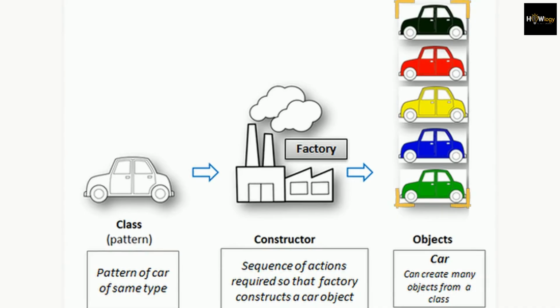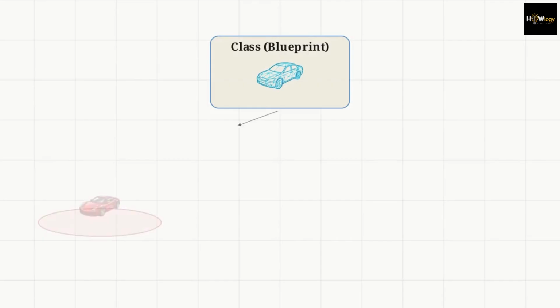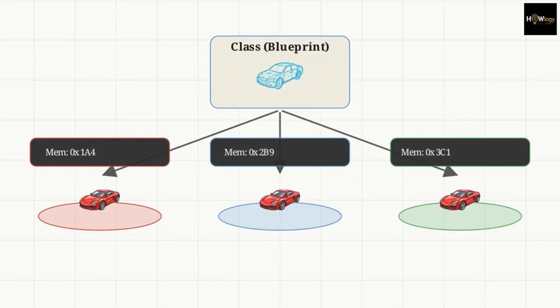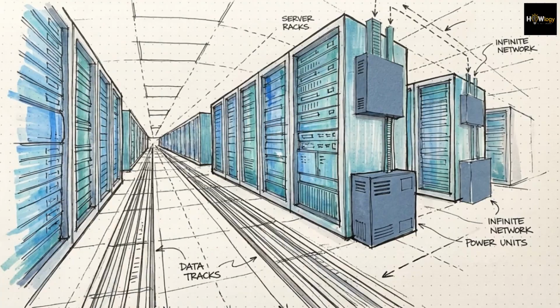The constructor can rapidly produce distinct variations, like a red car, a blue car, or a green car, each occupying its own memory and holding its own specific values, all derived from one original design. This blueprint-to-object pipeline establishes the first crucial layer of order and scalability in software design.